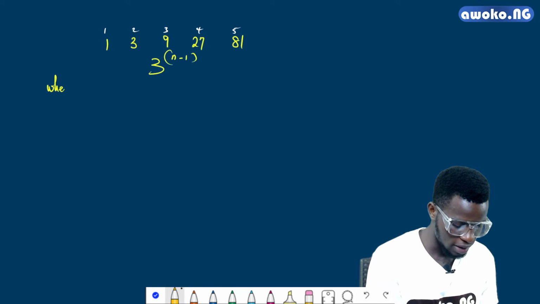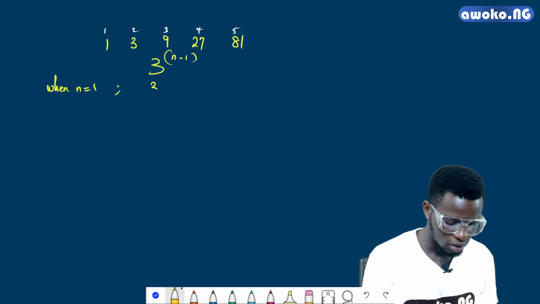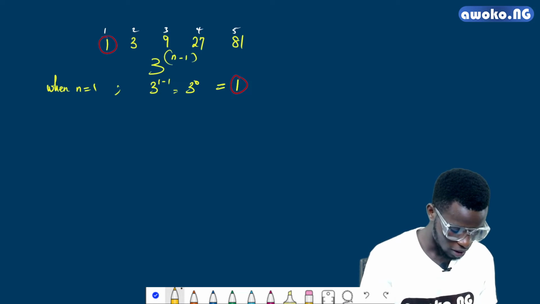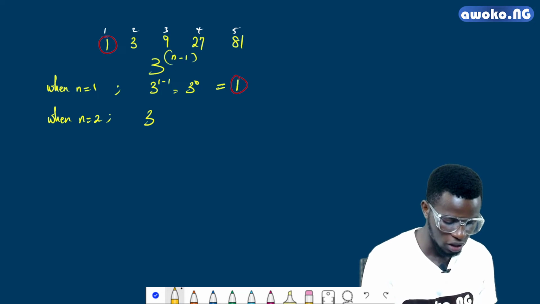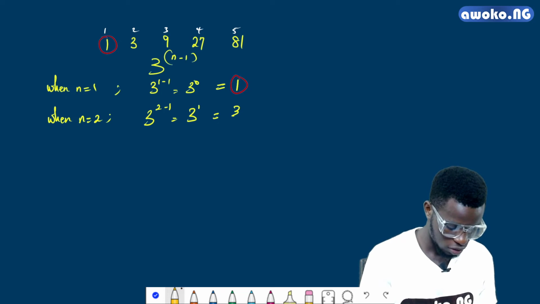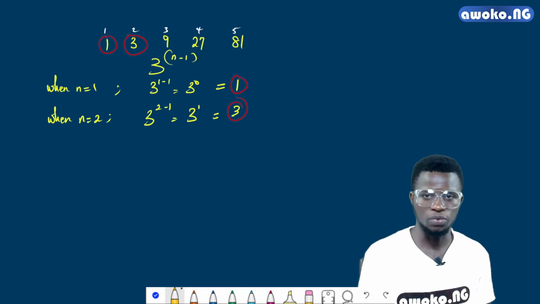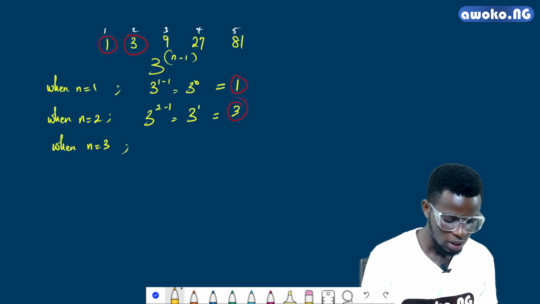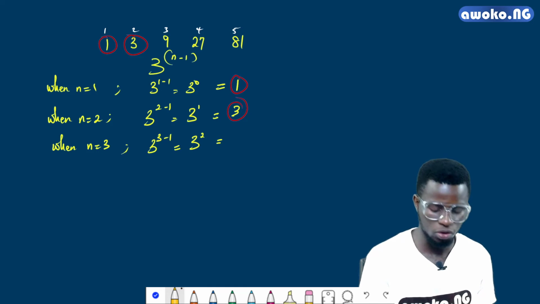Now, when n equals 1, we have 3 raised to power 1 minus 1, which is 3 raised to power 0. Anything raised to power 0 is 1. You realize that this is the same thing as the first term. Now let us consider the other one. When n is equal to 2, we have 3 raised to power 2 minus 1, which is 3 raised to power 1. Of course, this is 3. You still realize that it is the same thing. Let us try when n equals 3, we have 3 raised to power 3 minus 1, which is 3 raised to power 2, and 3 raised to power 2 is equal to 9.